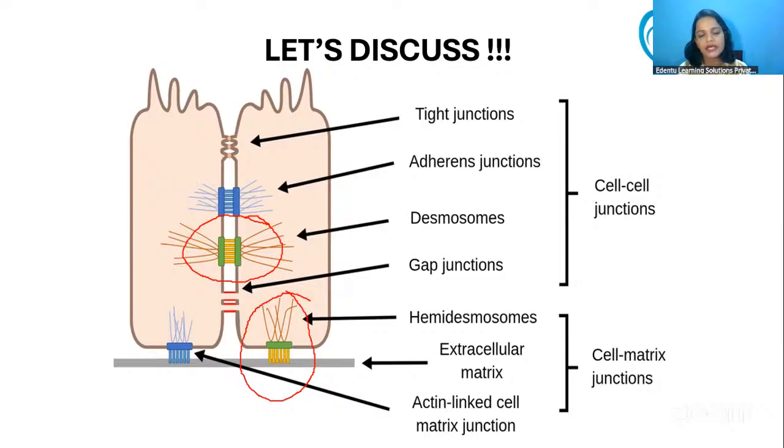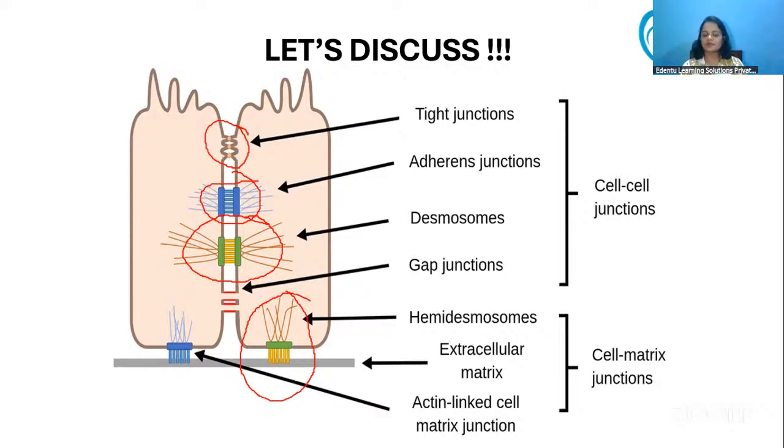In the question, it was asked which among the following is not a cell-to-cell junction. Tight junction, yes, they are between cells. Adherence junction, yes, between cells. Desmosomes, yes, also between cells. But hemidesmosomes, no, they are not between cells. It is between the cell and the basement membrane. So hemidesmosome is the right answer.